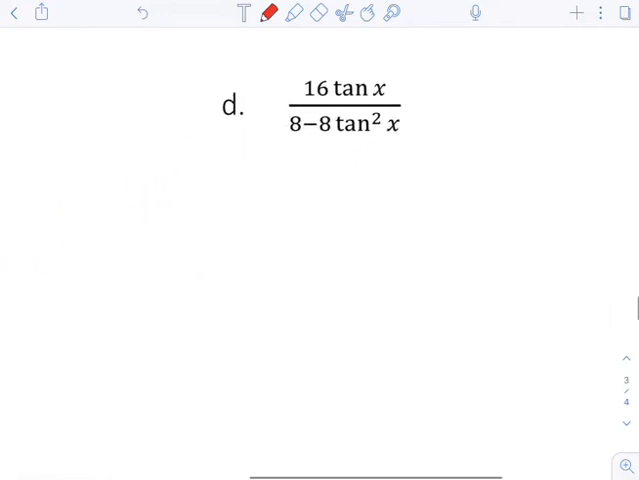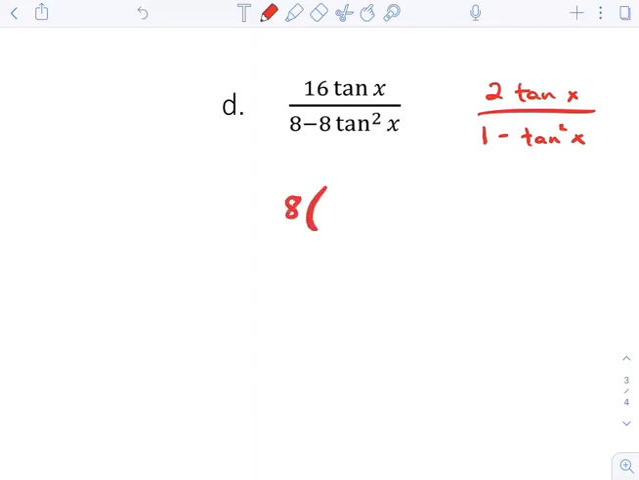This one here has tan. Normally what we see is 2 tan x, or theta or whatever variable we're using for the angle, and usually it's 1 minus tan squared x, or angle, whatever it is. Now, how do I get that? Well, really what's going to happen is I'm going to have to factor out 8 from the top. I'm going to have to factor out 8 from the bottom. So let's do that, because I want it to be 2.